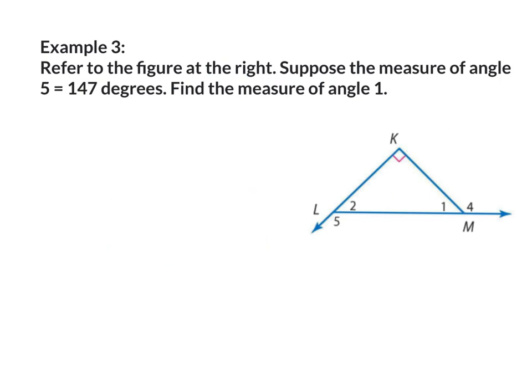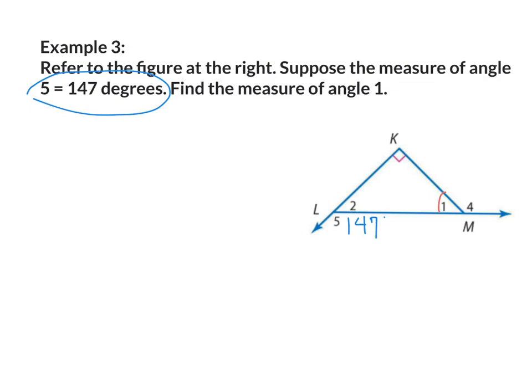Example 3. Refer to the figure at the right. Suppose the measure of angle 5 equals 147 degrees. Find the measure of angle 1. So what I know is that angle 5 equals 147 degrees. I'm going to label that on my diagram. And I need to find the measure of angle 1.